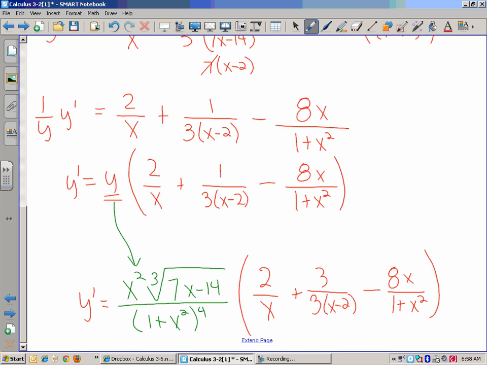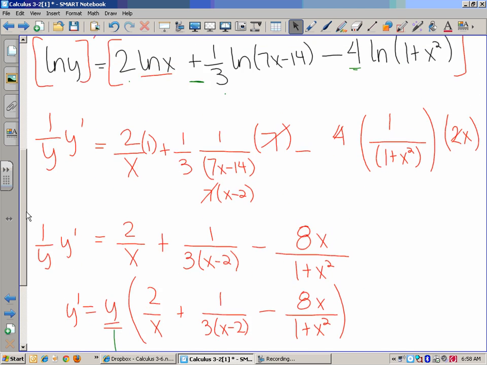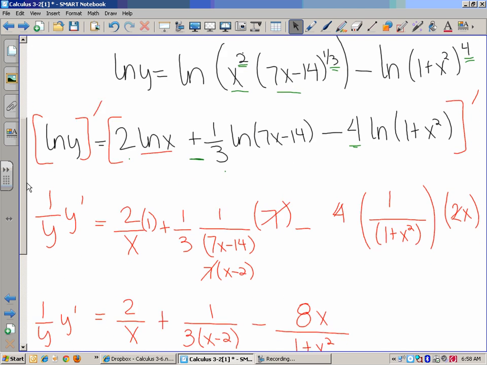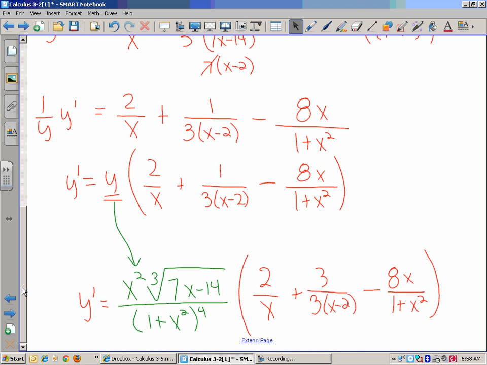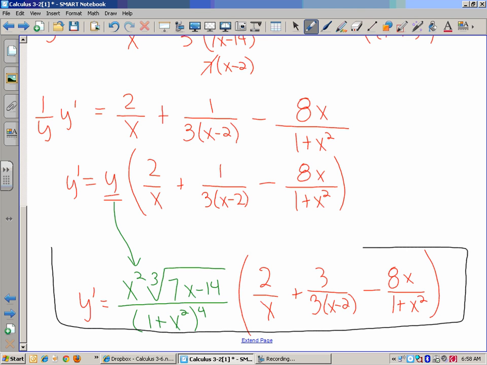I'm hoping I didn't make a simple error here at any point, because there's a lot of algebra, and it is likely that I dropped something or missed something. So please, please, please, when you go back, double check this and make sure that I have not made an error, because it is highly likely. Okay, at this point, I'm going to box this answer, as that is the derivative.